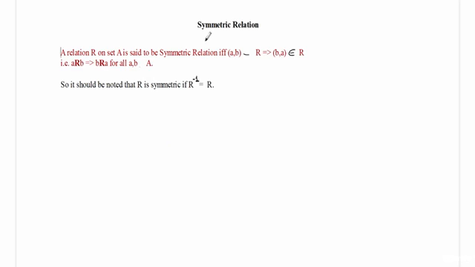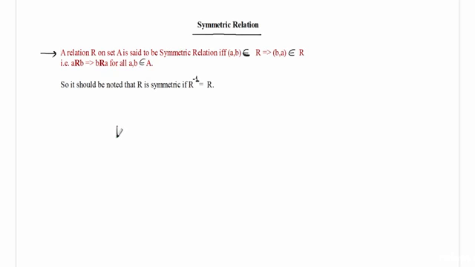Welcome to this lecture. In this lecture we will understand symmetric relation. By definition, a relation R on set A is said to be symmetric if (a, b) belongs to R implies that (b, a) also belongs to R. That is, if a is related to b, then b is also related to a, where a and b both belong to set A.